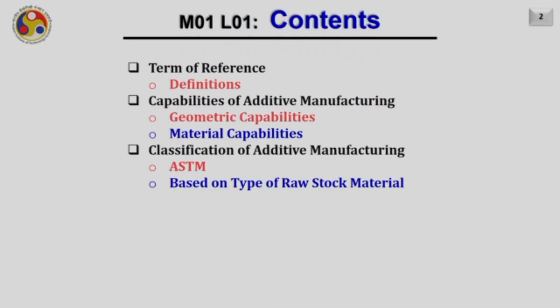Welcome to the first module, Introduction to Additive Manufacturing. In this module, we shall discuss the definition of additive manufacturing, followed by the different terms we use to refer to this technology. Also, we shall discuss the capabilities of additive manufacturing and the classification of additive manufacturing based on ASTM and based on the raw stock material used.